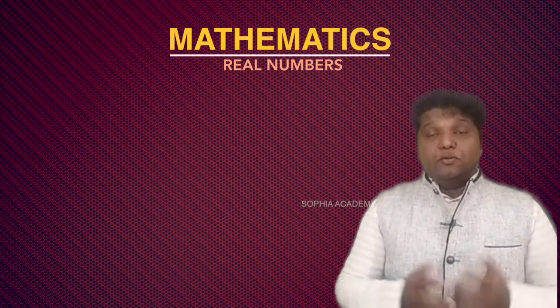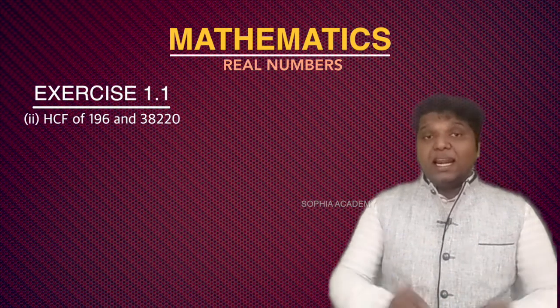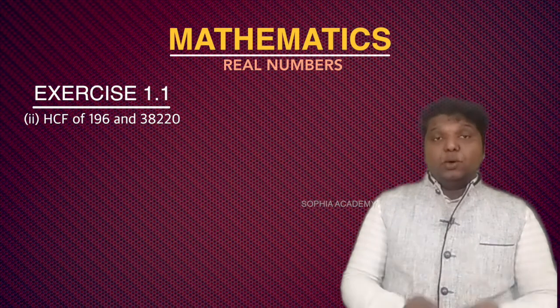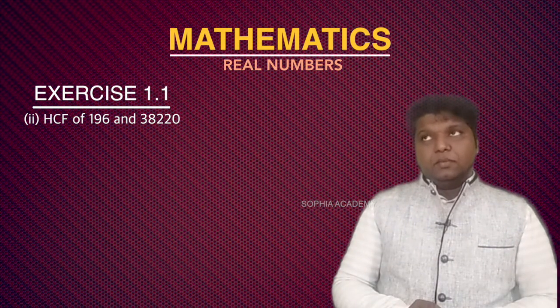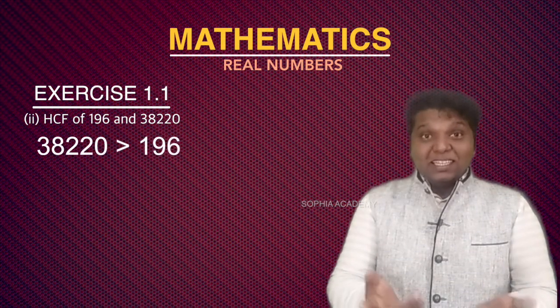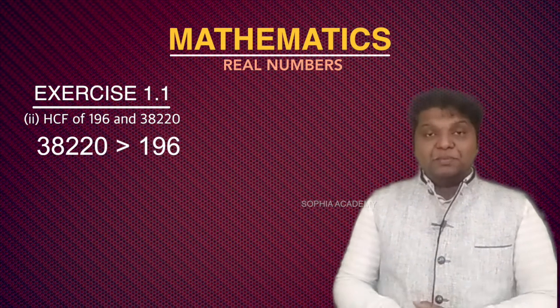Question number 2. Find the HCF of 196 and 38,220. Which is the bigger number? Very fast you can say, right? Obviously 38,220, it's a big number. Take that number.